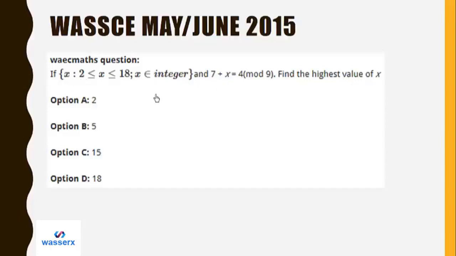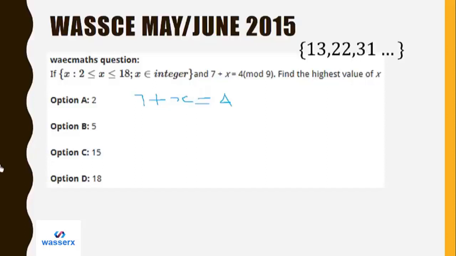So let's take this 7 plus x is equal to 4 mod 9, and we know 4 mod 9 will give us 4. Now we need to find all numbers that, when converted to mod 9, give 4. We can find that by repeatedly adding 9 to 4, which is adding the mod. So if we add 9 to 4, we get 13, and if we add 9 to 13, we get 22. And if you add 9 to 22, you get 31, and so on and so forth.